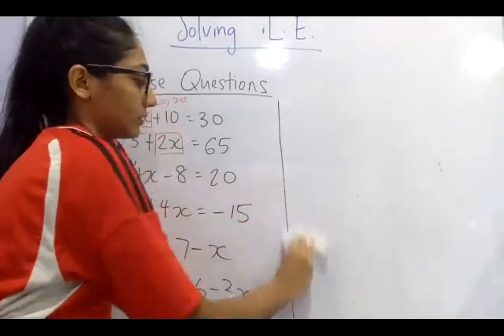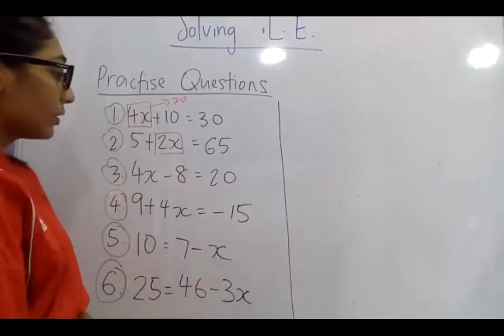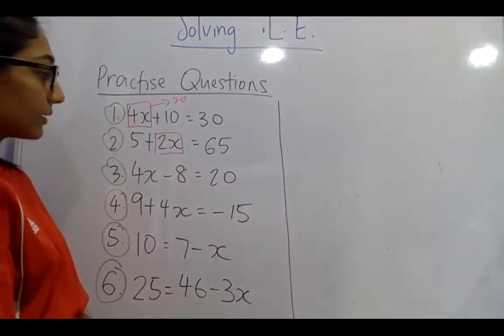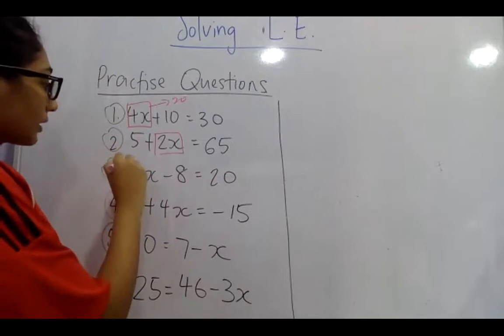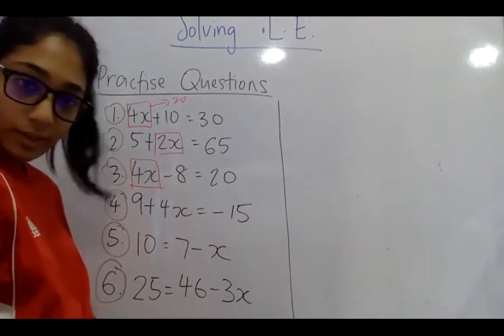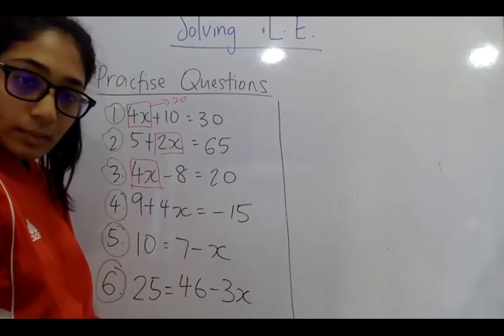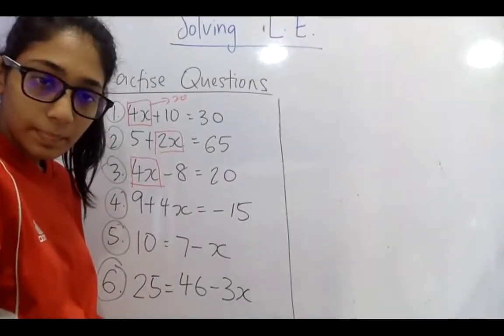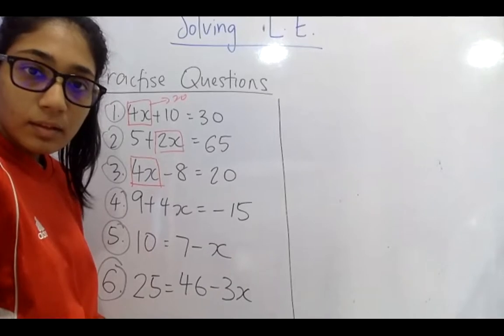Very good. Okay. Number 3, 4x minus 8 equals to 20. So something minus 8 equals to 20. Who wants to try? Please raise your hand. Okay. Let me see. Okay, Mark.